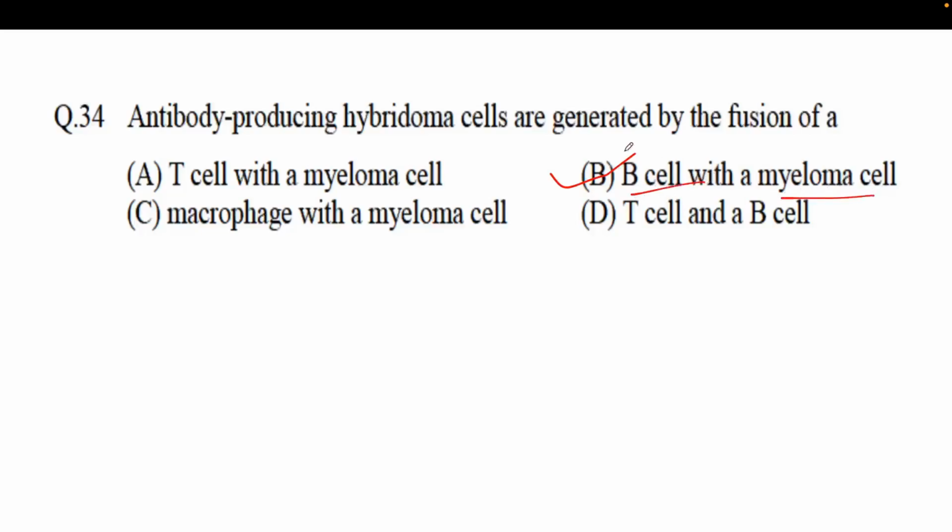Okay, and this B cell is coming from the splenocytes or the spleen of immunized mice, and this is the bone marrow cancerous cell we obtain from a cancer patient or something. Then we fuse them together using a fusing agent, and the antibody producing property will come from the B cells, and the continuous dividing property will come from the myeloma cell. Okay, so the correct option of this question will be option B.